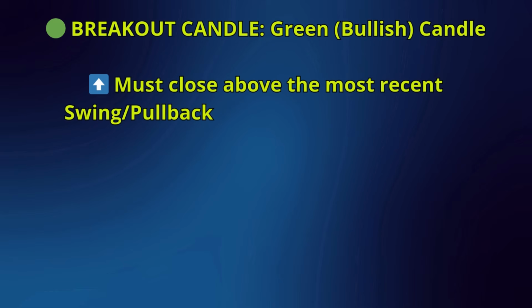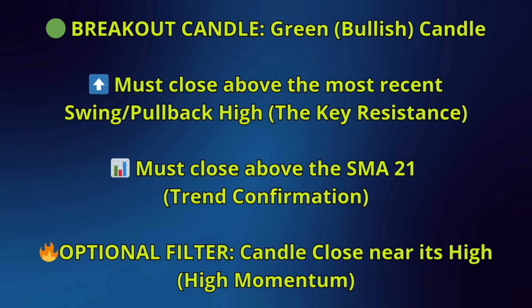The first condition is the identification of the breakout candle, green. This candle must close above the high of the most recent swing high or pullback high. This is where the price indicates to us that the bullish pressure has overcome the last resistance. The second condition is that the candle must close above the SMA 21. The third condition, optional for greater safety, is that the candle's close must be near its high.